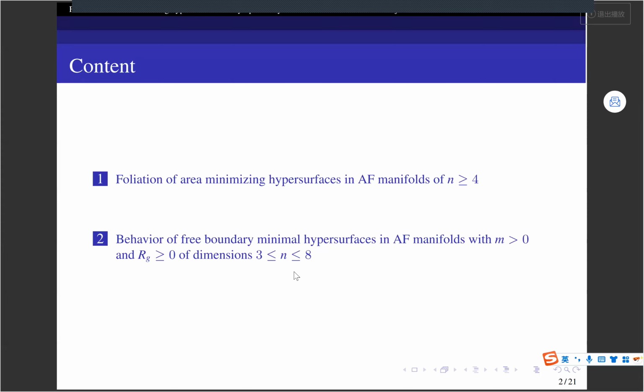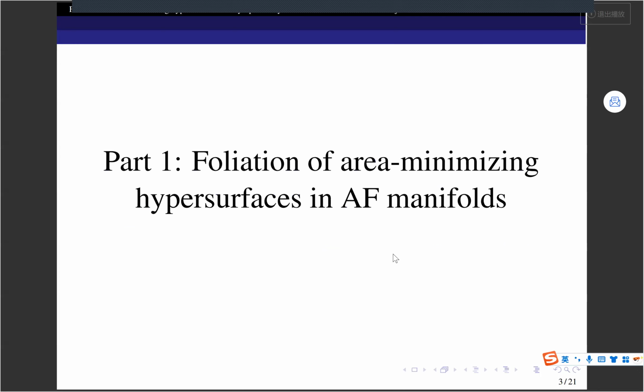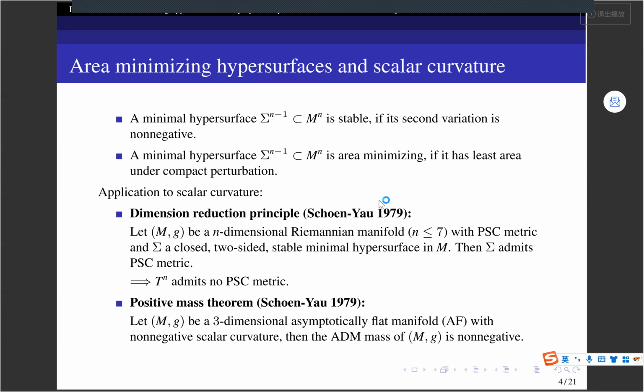In the second part, I will say something more closely related to the positive mass theorem. We study the behavior of free boundary minimal hypersurfaces in AF manifolds. So let's begin with the first part, about the foliation of minimal surfaces in AF manifolds. Let us start with some well-known definitions.